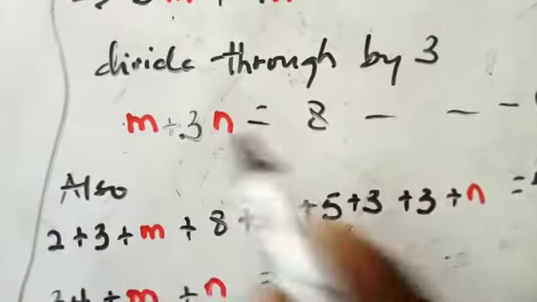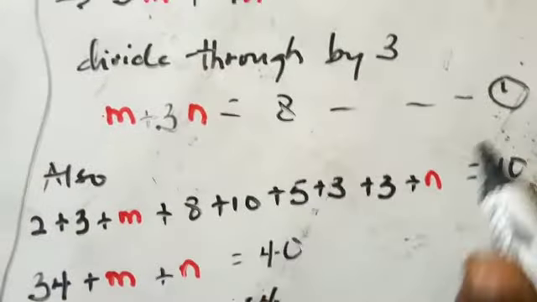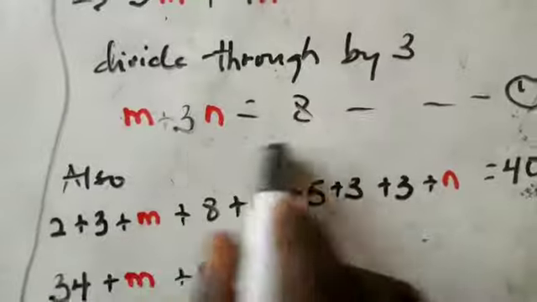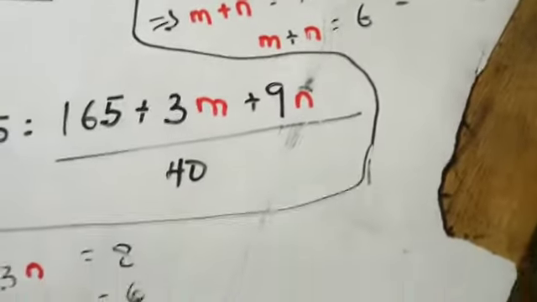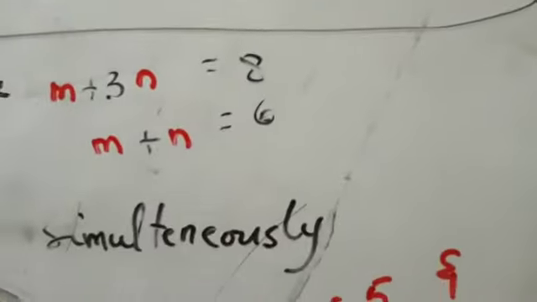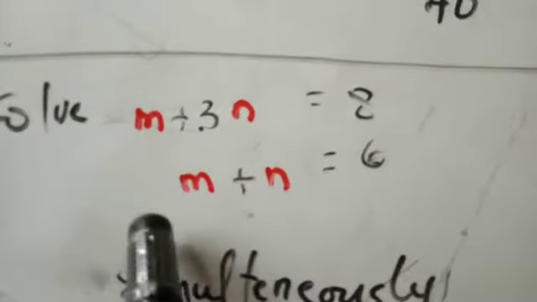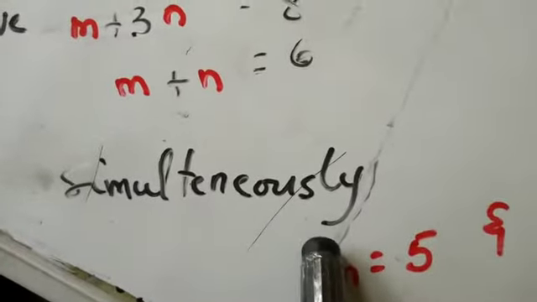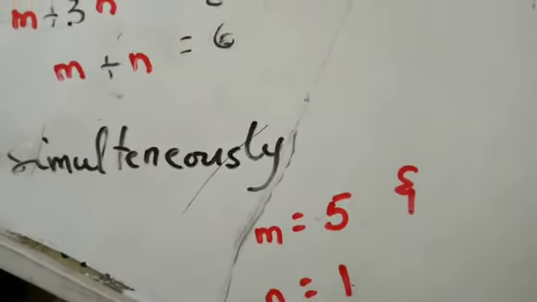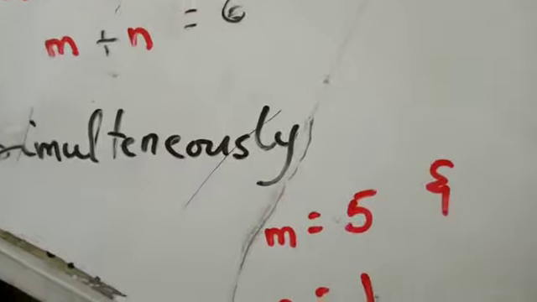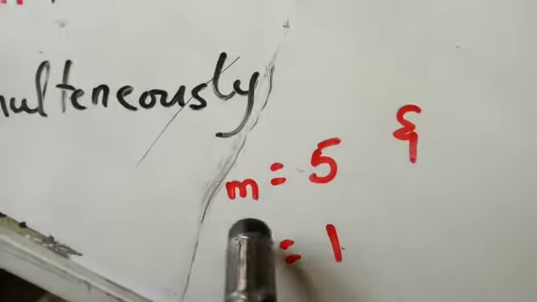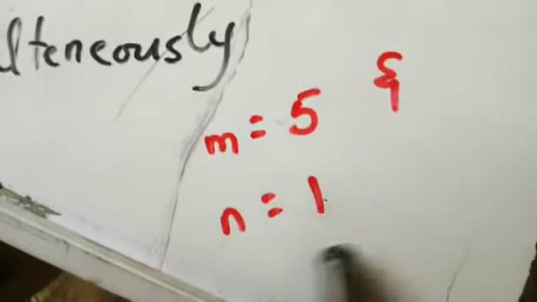Remember, we are looking for m and n. Is that okay? With these 2 equations, you ask yourself, which tool can I use to solve them? You can solve the 2 equations by simultaneous equations, either by elimination or by substitution. You need to solve these two equations simultaneously. Just tell me in the group or the comment section whether you are using elimination or substitution. If you still have a problem, just let me know. After solving, you get m equal to 5 and n equal to 1.